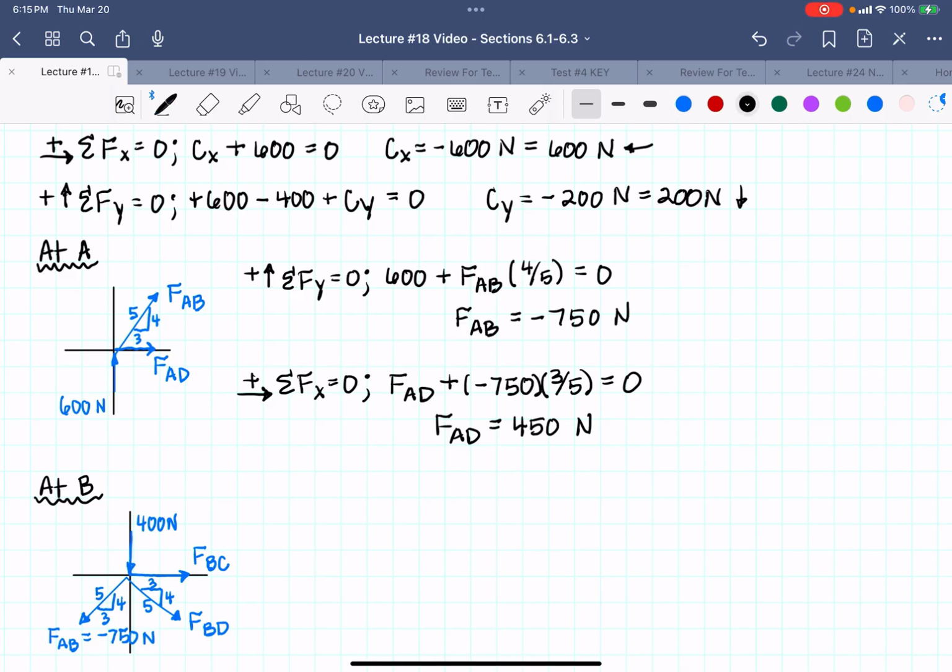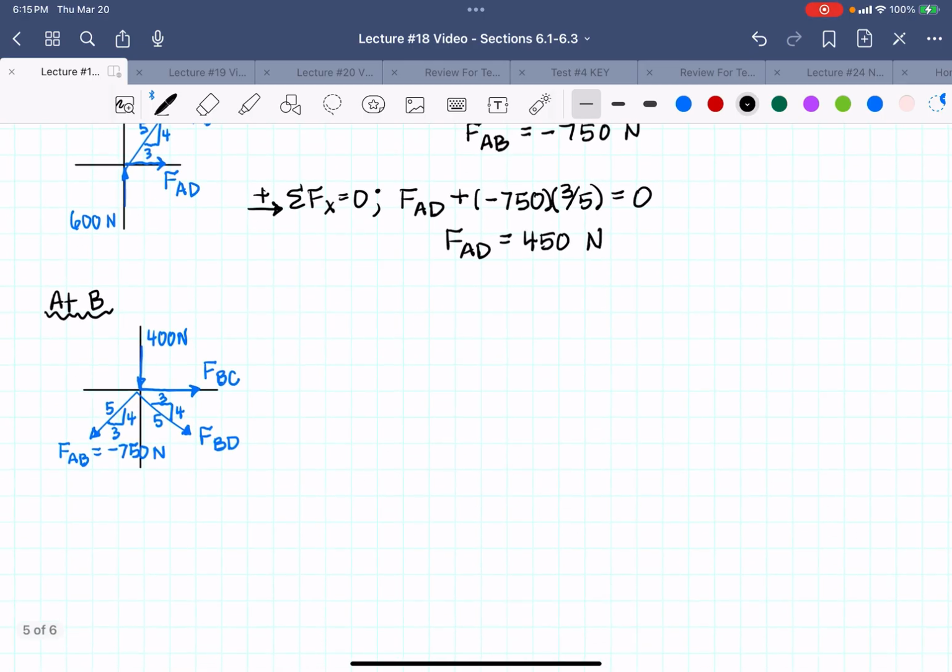If I try to go in the X direction, I'm going to get two unknowns because I don't know FBC or FBD. So let's do the Y direction first. I'm going to say plus up is positive. Sum of the forces in the Y equals 0. So I'm going to say I have negative 400. I also have FAB, which I assumed negative, and it is also negative, so it is going to end up being positive. You are welcome to draw it the other way if it doesn't confuse you. I just like to keep the numbers the same.